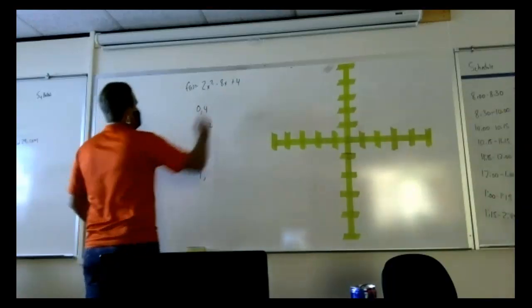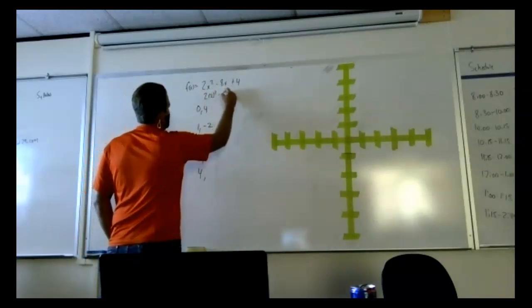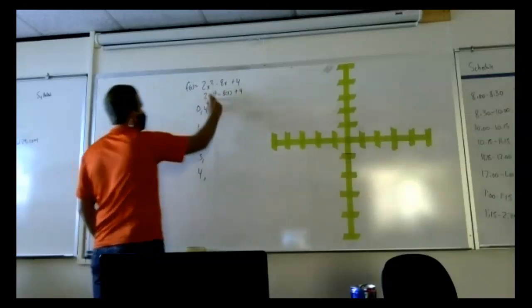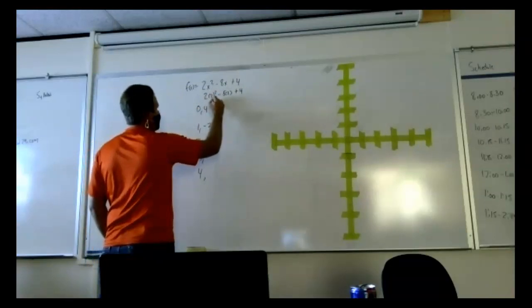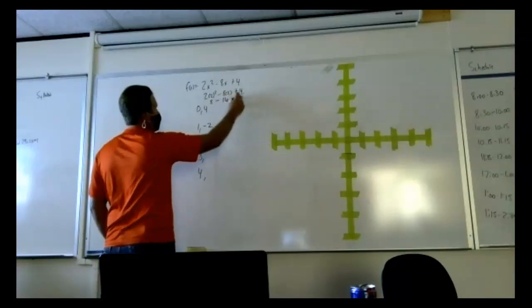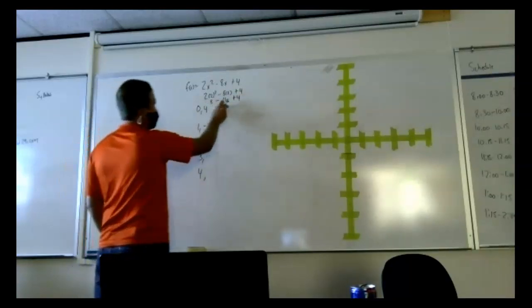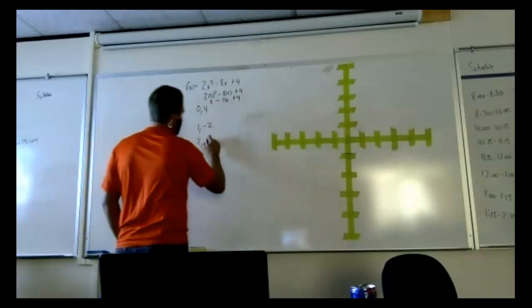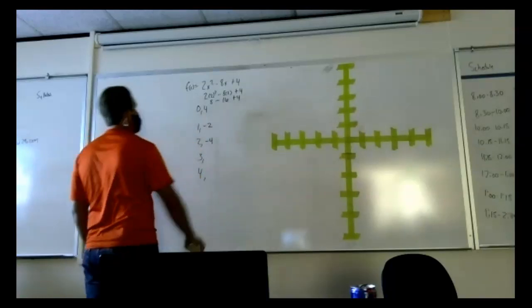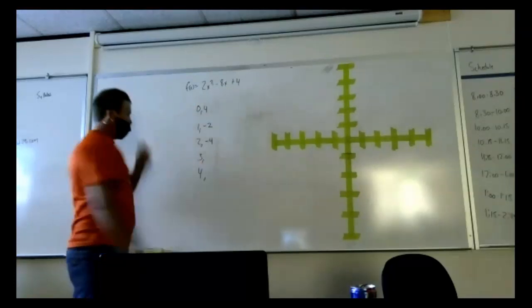So once we get to 2, we have 2 times the quantity of 2 squared minus 8 times 2 plus 4. 2 squared is 4 times 2 is 8, minus 8 times 2 is 16, plus 4. We get 8 minus 16 is negative 8, plus 4 gives us a negative 4. So our point at the x value 2, our y value is negative 4.